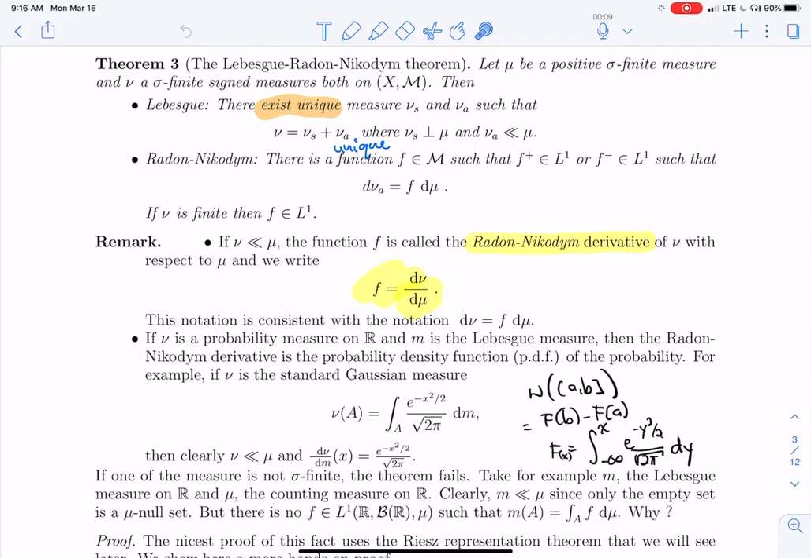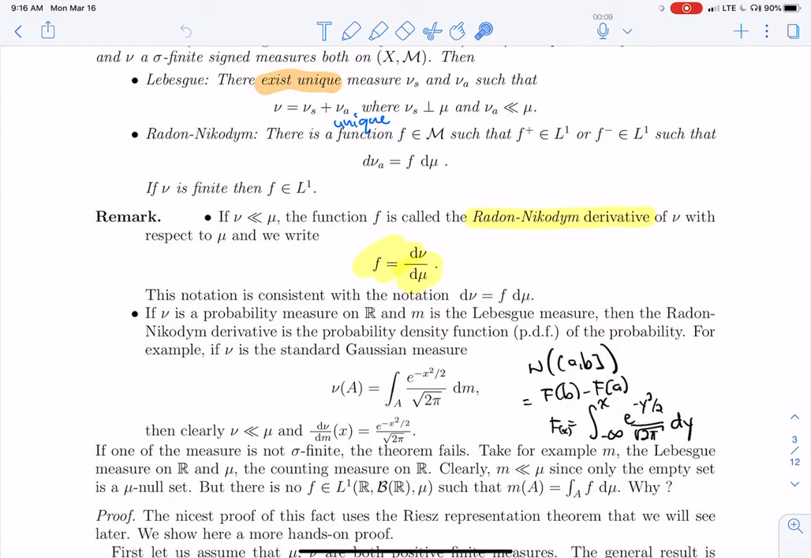Okay, so this function f is unique almost everywhere, always identification almost everywhere. And the decomposition is also unique. So if you find another decomposition where you have two parts, one mutually singular, the other one absolutely continuous, then it has to agree.